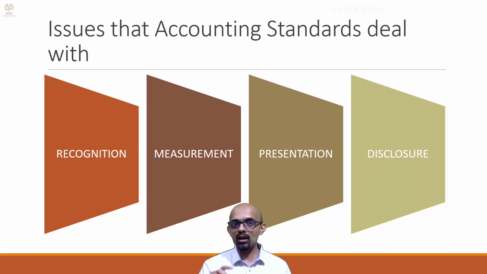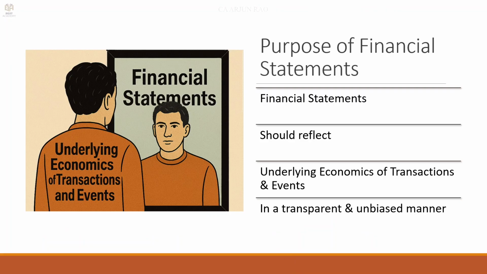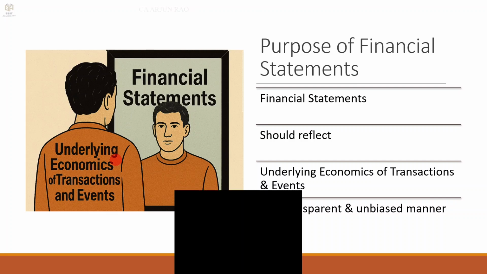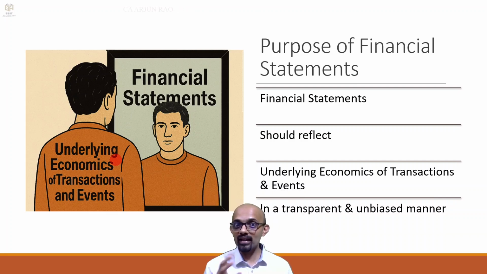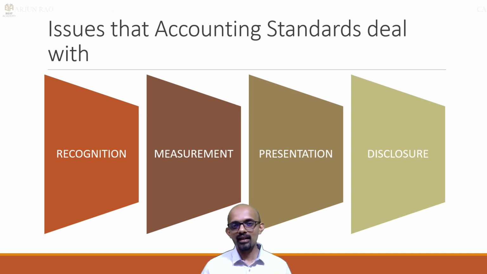So, the aim of accounting standards is to help what? To help the financial statements give a clear picture of the underlying economics of transactions and events. So, now we see how accounting standards help financial statements accomplish their purpose. And in order to accomplish that purpose, four broad issues that accounting standards deal with is what we just saw: recognition, measurement, presentation and disclosure.